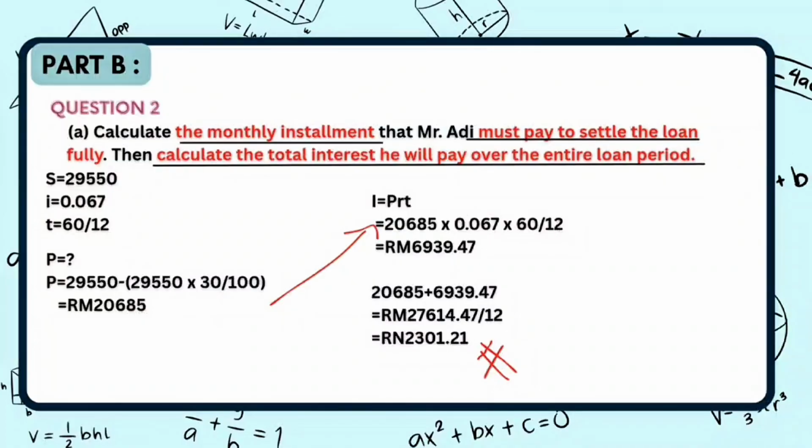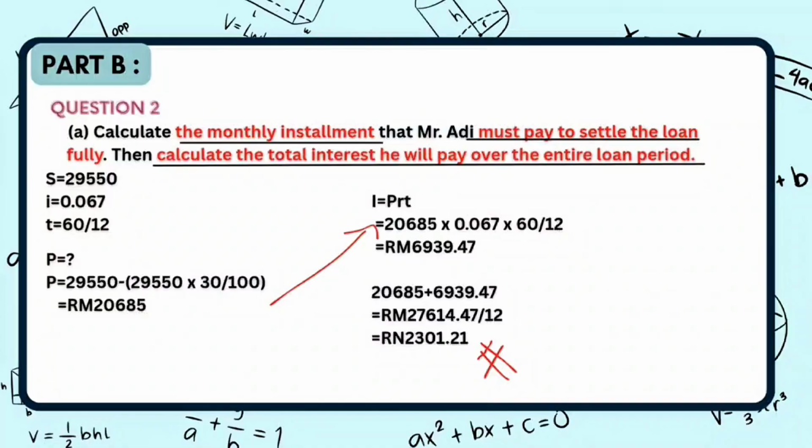So first, we need to find P. P equals 2,550 minus in bracket 2,550 times 30 per 100. Then you will get 20,685. Then you use the formula I equals PRT to find I.